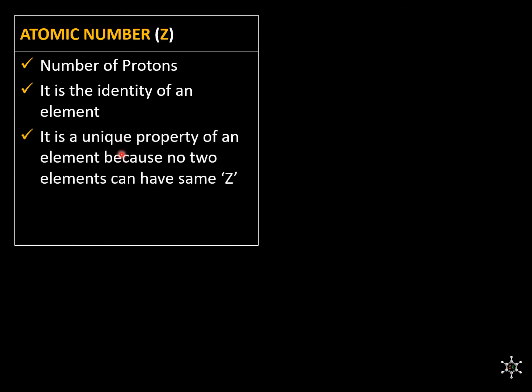It is a unique property because no two elements can have the same Z. During a chemical reaction, atomic number won't change. A chemical reaction is all about disturbing electrons. We never touch protons or neutrons present inside the nucleus during a chemical reaction.